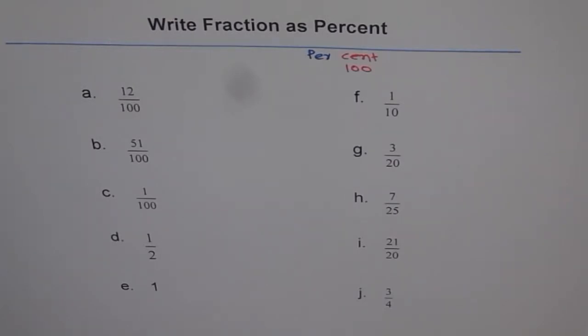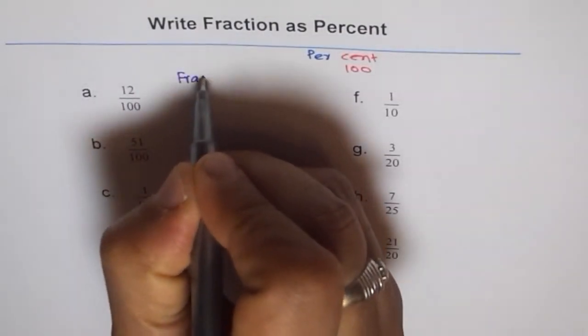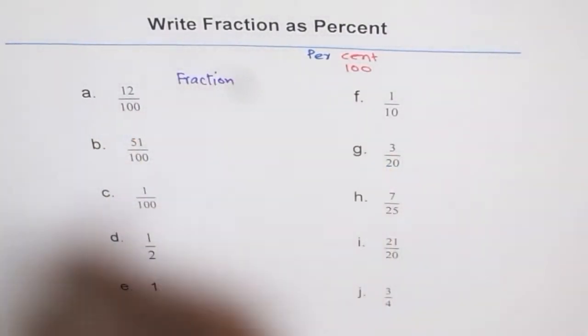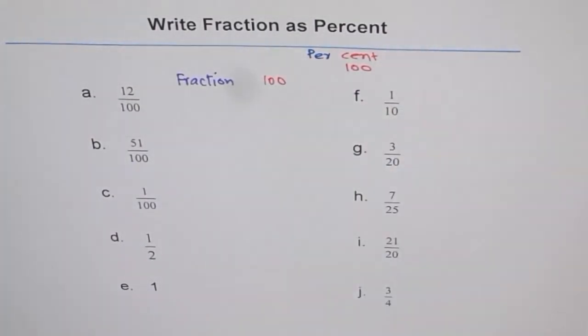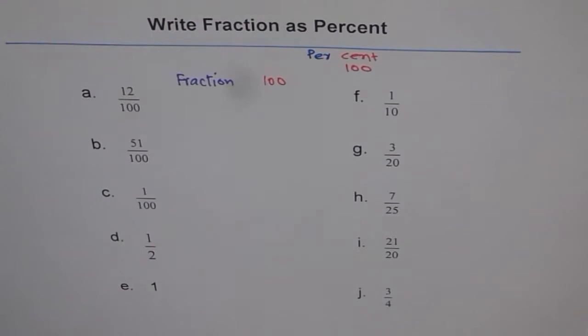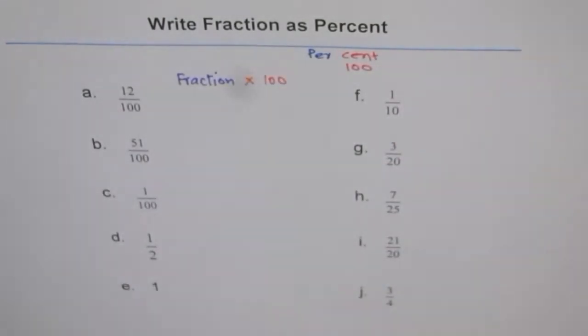Another way is to multiply the fraction by 100. Then you get percent. Do you see that? So what you can do is you have a fraction here, then you times it with 100 and you get your percent back. So do fraction times 100, then also you get your answer. Okay, so try it both ways.